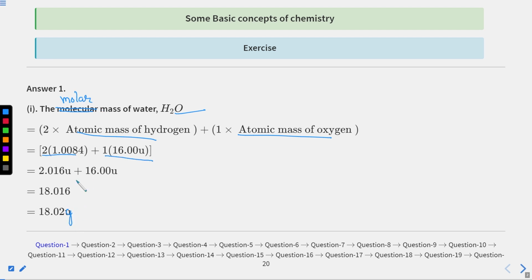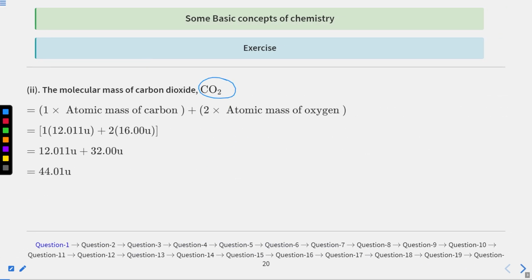So the answer would be in grams and not in u. The small things are very important to notice. So you don't have to be just casual with all this, because these things matter.